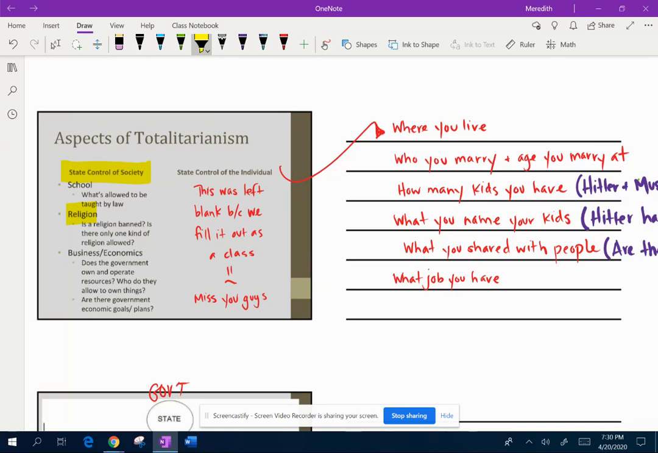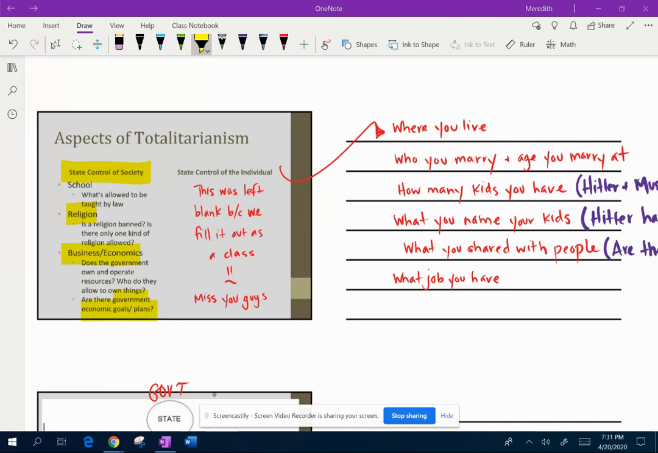If the state, like in Italy, only allows Catholicism to be practiced, then that's the only religion that you could practice publicly. And then looking at business and economics, does the government own and operate those resources? Who do they allow to own things? Are they discriminating against a particular group of people, a religion, an ethnicity, a race? Does the government have any economic goals or plans? Joseph Stalin is going to have a couple of plans. So is Vladimir Lenin. And they're going to say which businesses are allowed to produce and be open right now, and how many spatulas are going to get made or how many televisions are going to get made. That's absolute state control of society.